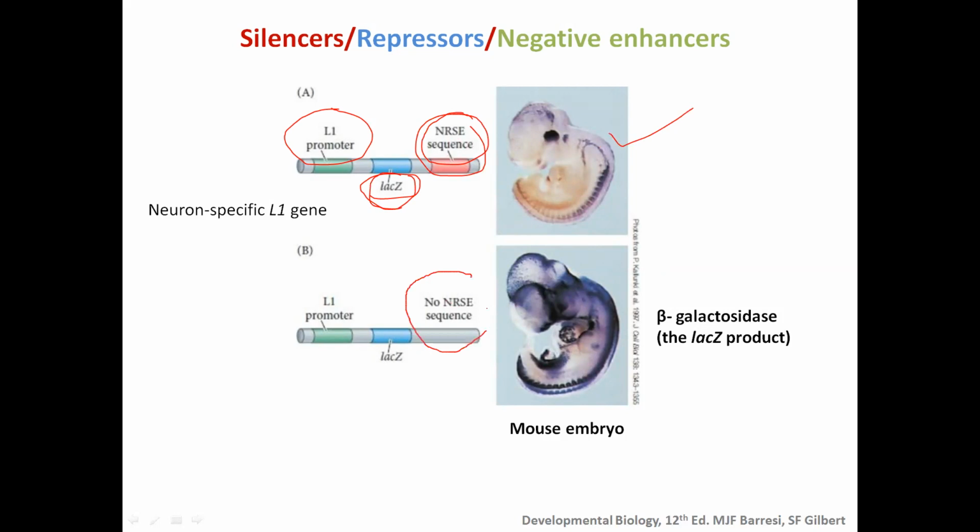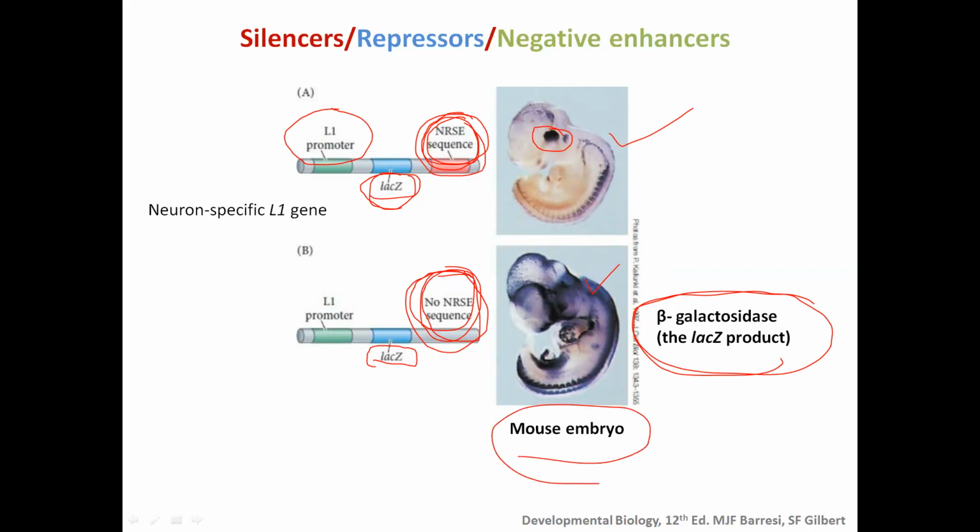But when this repressor NRSE sequence is missing, the expression of the gene is not repressed. So we can see the beta galactosidase, the lacZ product, expressed in the non-neuronal cells. In the other case, it is only in the neuronal cells, because the NRSE sequence is repressing in the other cell types. When it is not present, the gene is expressed in the non-neuronal cells. This is the mouse embryo. Thank you.